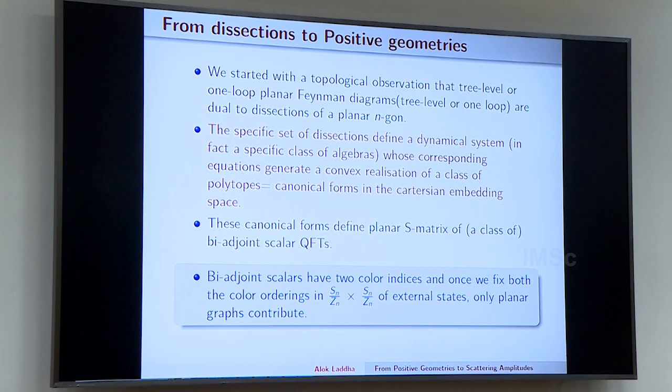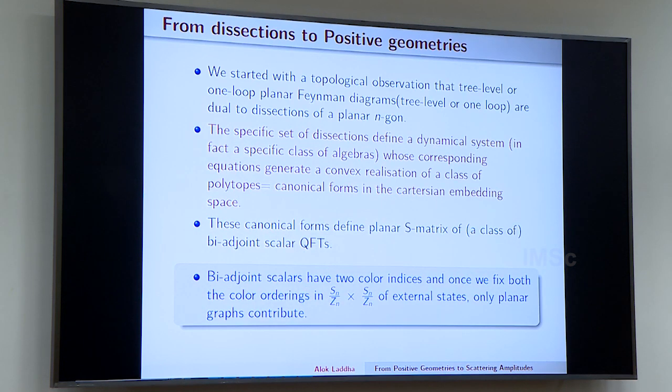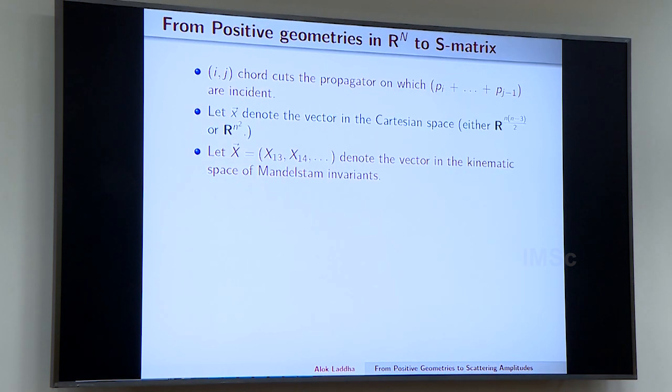That's what we have so far, and it turns out that these forms, as they stand, define what is called, and I will explain this in a moment, the planar S matrix of a class of scalar field theories called bi-adjoint scalar field theories. These are scalar field theories where each scalar has two adjoint indices and only cubic interactions. People who are familiar with Yang-Mills amplitudes know that once we fix the color of the external states, only planar diagrams contribute, and that is why, as we will see in a moment, the stuff multiplying dxmn already gives us the amplitude of some theory. That theory is this particular theory. Let me explain how that happens.